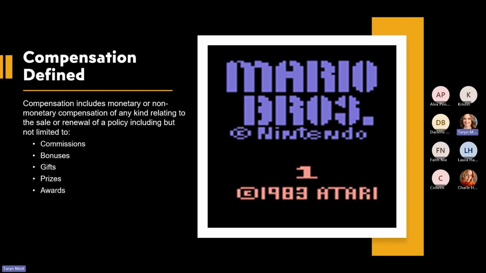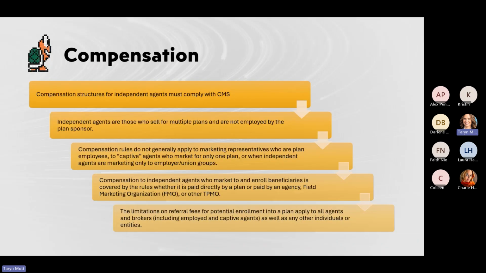Compensation includes monetary or non-monetary compensation of any kind related to the sale or renewal of a policy, including but not limited to commissions, bonuses, gifts, prizes, and awards. Compensation structures for independent agents must comply with CMS. Independent agents are those who sell for multiple plans and are not employed by a plan sponsor.